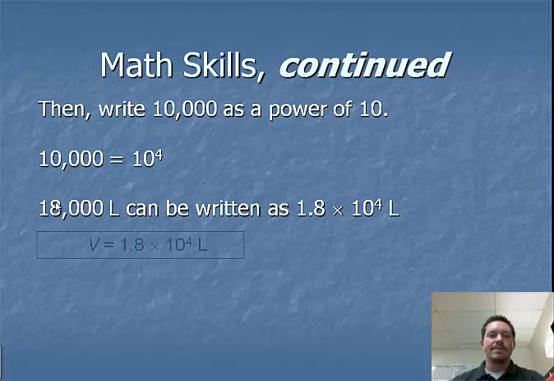Personally, I think it's much easier to move the decimal. So your decimal is here. Count over to where you've got one number, 1 through 9, as your first number. So I've got 1.8 times 10 to the 1, 2, 3, 4th, which is exactly what they got.